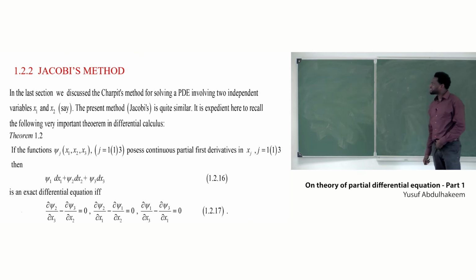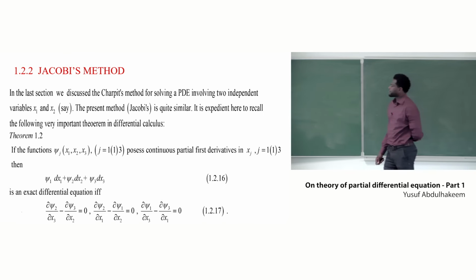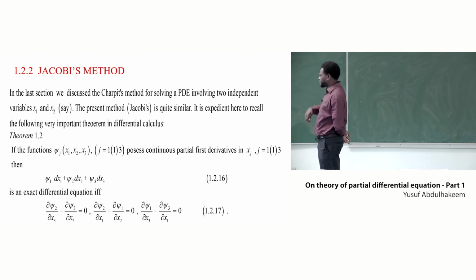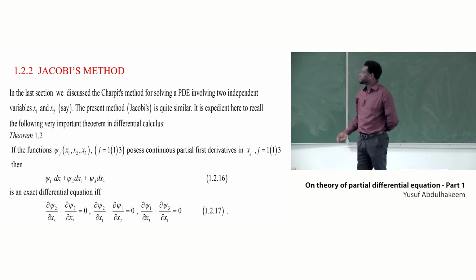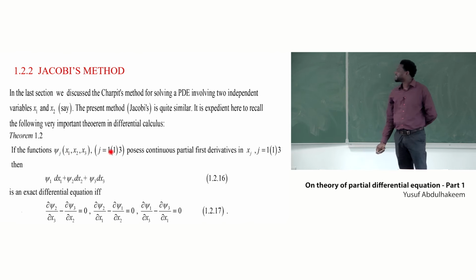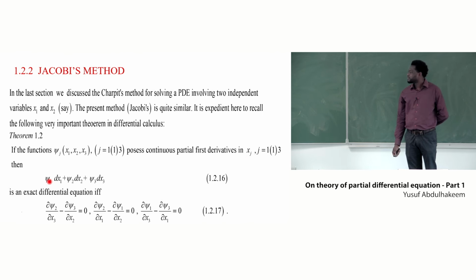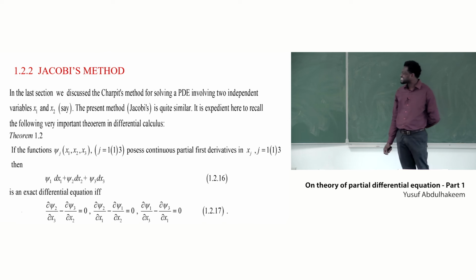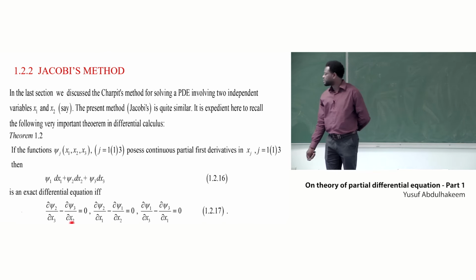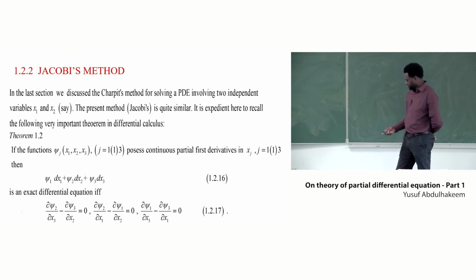It is expedient here to recall the following theorem, which is very important from elementary calculus. The theorem states that if this function phi of x1, x2, x3 possesses continuous partial derivatives in xj, then phi1 dx1 plus phi2 dx2 plus phi3 dx3 is an exact differential equation if and only if we can establish these three conditions.